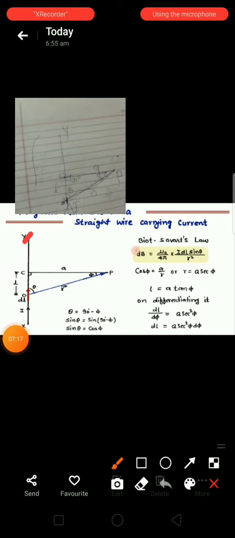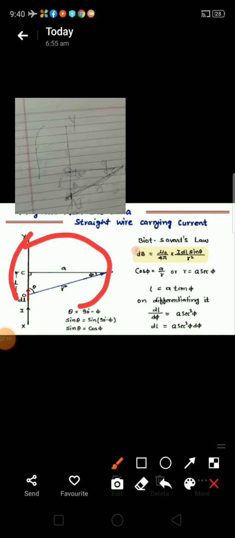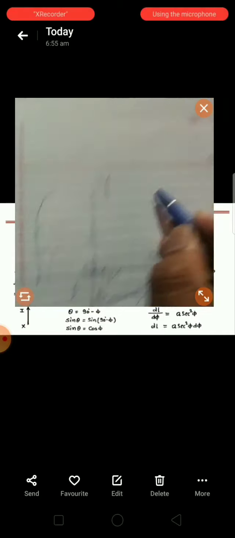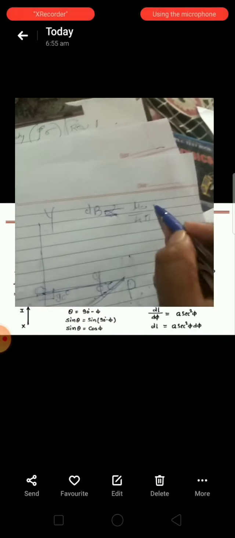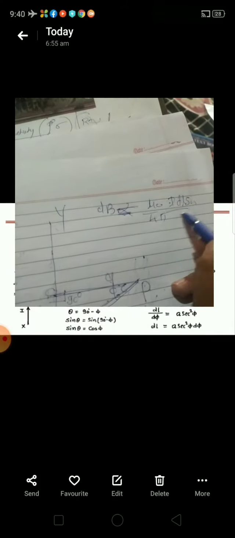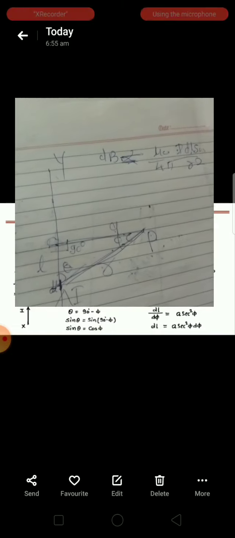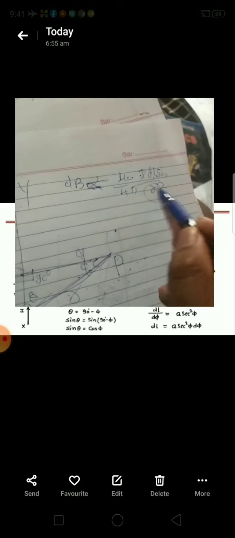Okay, if you look at this diagram. Okay, so next, with the help of the magnetic field, by the Biot-Savart law, the magnetic field dB is directly proportional to our equation. Directly we can take it as dB is equal to mu naught divided by 4 pi I dl sin theta divided by r square. Okay, next I want to find out r, dl and sin theta values. It is helpful for finding the expression for the magnetic field of a straight current-carrying conductor.